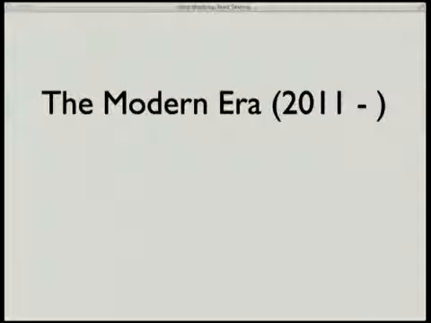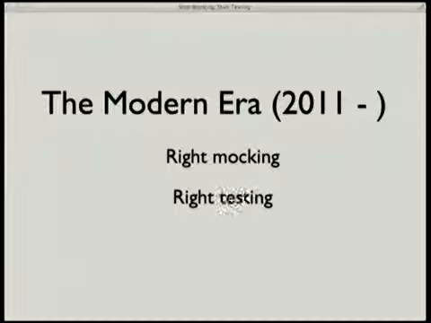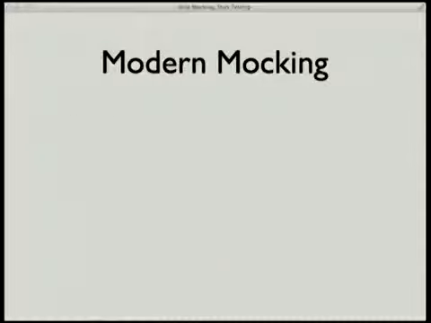Our whole team had gone through this enlightenment, and now we've come to the modern era, and we believe we have the right mocking, the right testing, and the right design. So let's talk about our modern mocking, our mocking today.